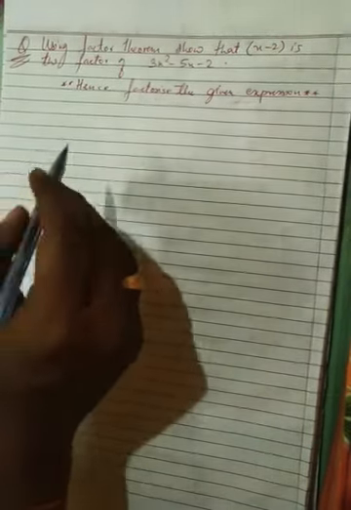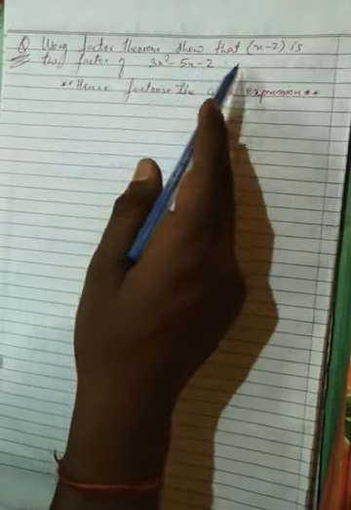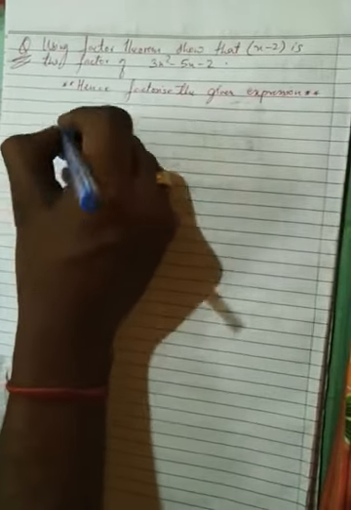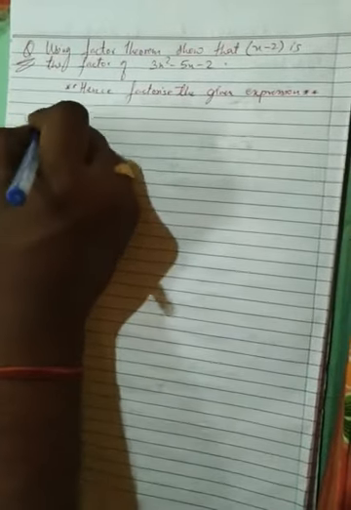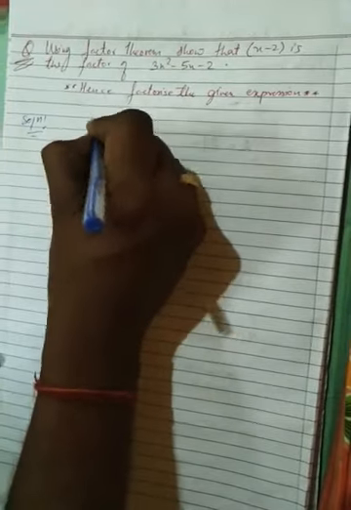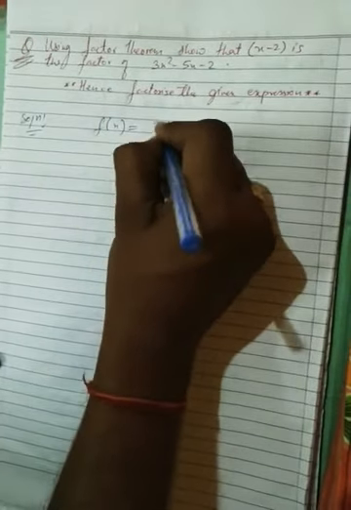Now, something new has been given at the last: hence factorize the given expression. For that we'll do something special. First I will check whether x minus 2 is a factor of this or not. We know what is given: f of x is given as 3x square minus 5x minus 2.